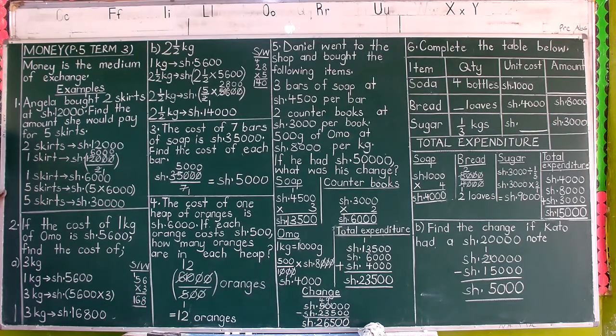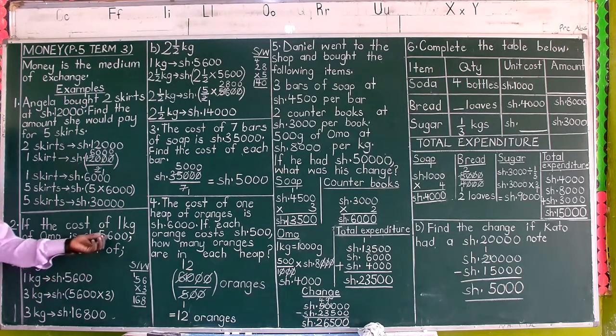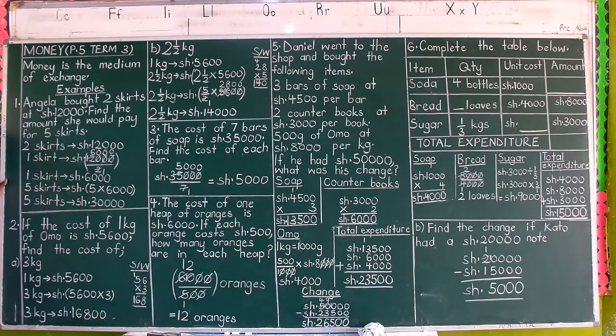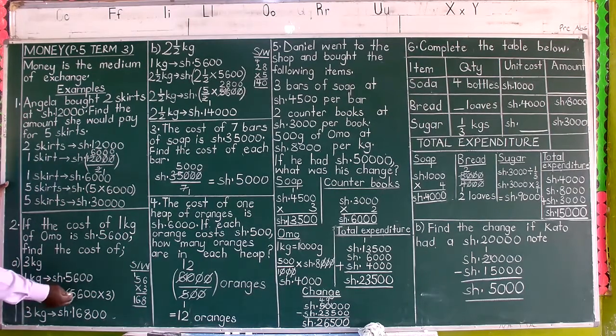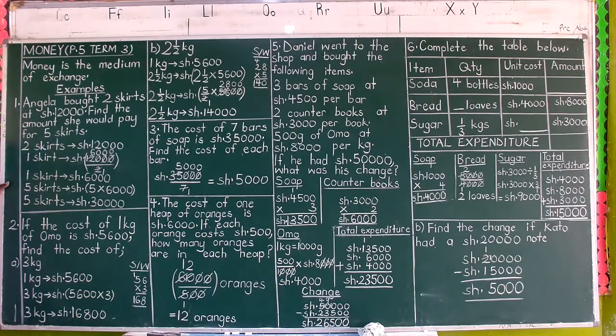As we look at the second example today: if the cost of 1 kilogram of omo is 5,600 shillings, find the cost of 3 kilograms at the same rate. So this is multiplication of money. The first one combined division and multiplication; this is only multiplication of money. So 1 kilogram costs 5,600 shillings. Find the cost of 3 kilograms. That's 3 times 5,600 shillings.